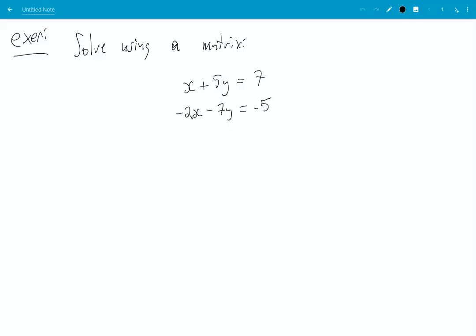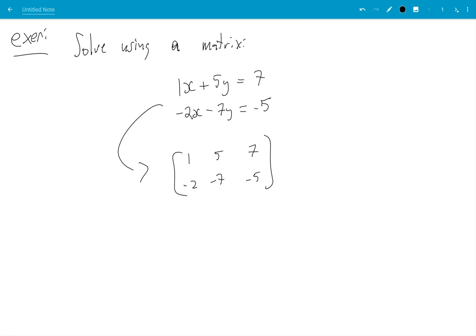Okay, what are we talking about? We are solving this system. Right. So take this and I put it into a matrix. So 1, top left. So 1 right there. 5, 7, minus 2, minus 7, minus 5. Okay, you can put a line there or you can drop it. Does not matter to me.